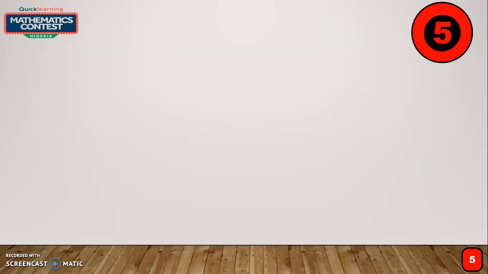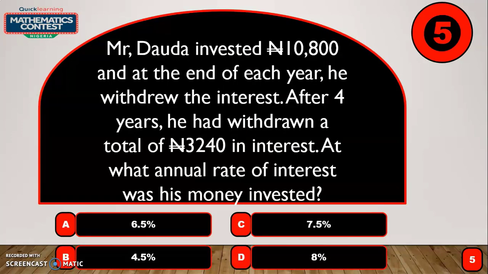The last question. Take a deep breath. Let's continue. Mr. Dowden invests 10,800. At the end of each year, he withdrew the interest. After 4 years, he had withdrawn a total of 3,240 in interest. At what annual rate of interest was his money invested? Option A, 6.5%. Option B, 4.5%. Option C, 7.5%. And option D, 8%. And your time starts now.